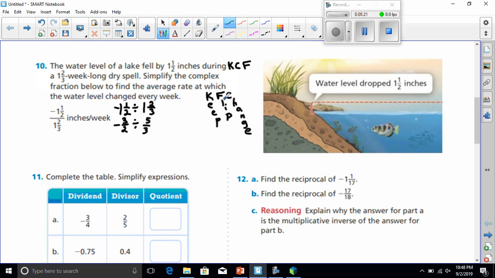And now we can use our keep, flip, change. We're keeping the first fraction the same, which would be negative 3 over 2. And this time we're changing to multiplication, right? And we're flipping that second one, so it's going to be 3 over 5. Now we're ready to go ahead and solve. We simply multiply the top number to the top number and the bottom number to the bottom number. 3 times 3 is 9.